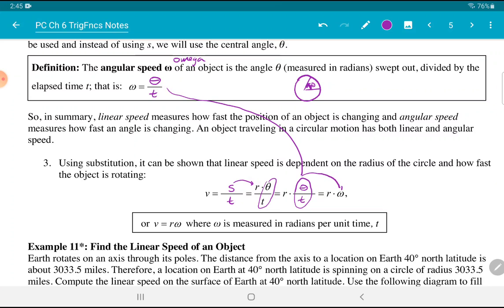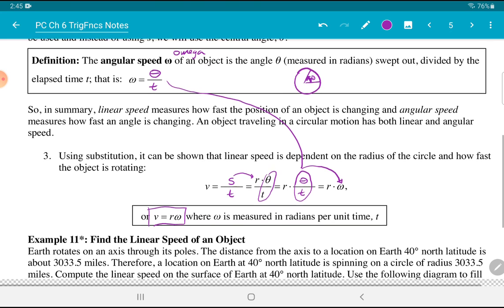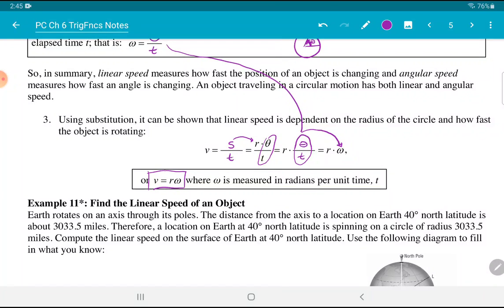And so that's what we're going to do. We're going to substitute that with the omega. Okay, so we also have this formula here that V, our speed, the velocity, is equal to R times omega. And remember that the R in this case, because we're talking about a circle, is representing the radius of the circle.